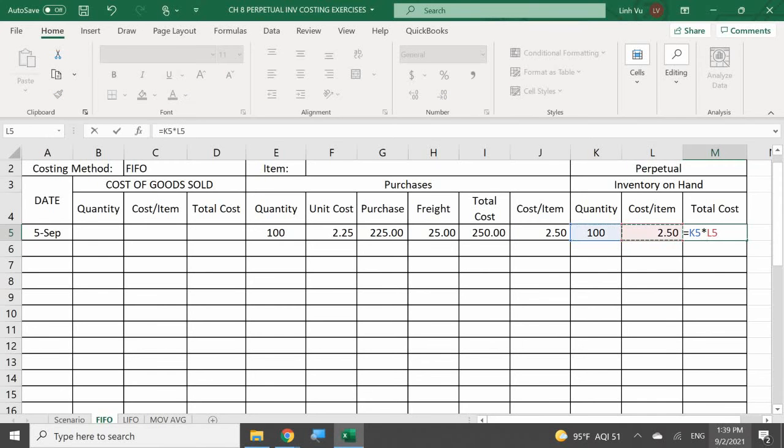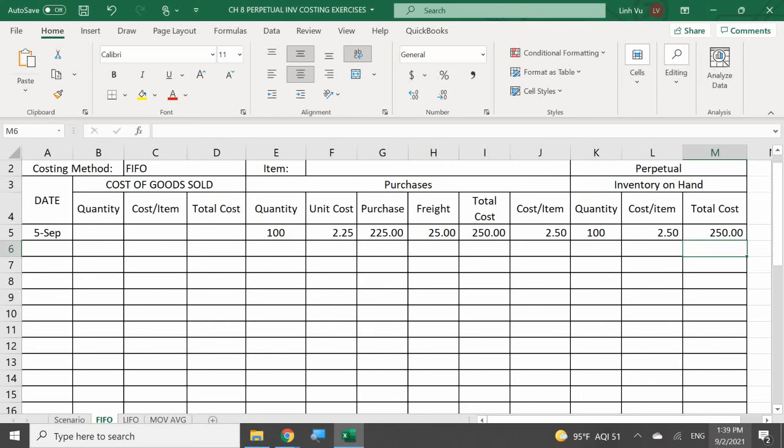In this case, because it's FIFO, we need to keep our calculation in our total cost. Let me know when you're ready.